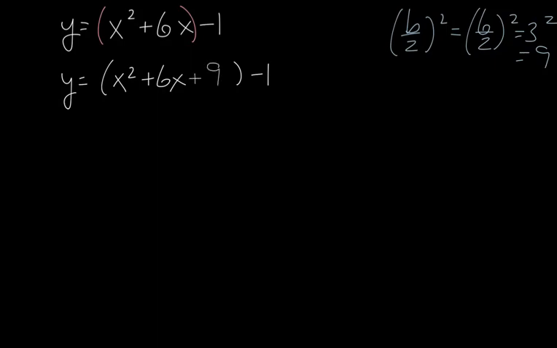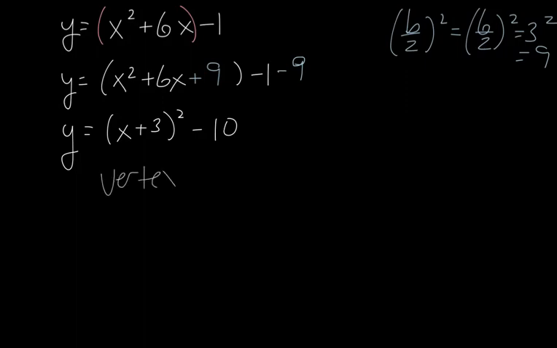But we can't just add 9. We'd have to either add it to the other side of the equation, but we don't really want that because we do want y equals here. So instead of adding to both sides, we're going to add and then subtract from the same side. That way we're really just adding 0. We factor what's in the parentheses. This is a perfect square, x plus 3 squared minus 10. There's our vertex form, and the coordinates of our vertex would then be -3, -10.